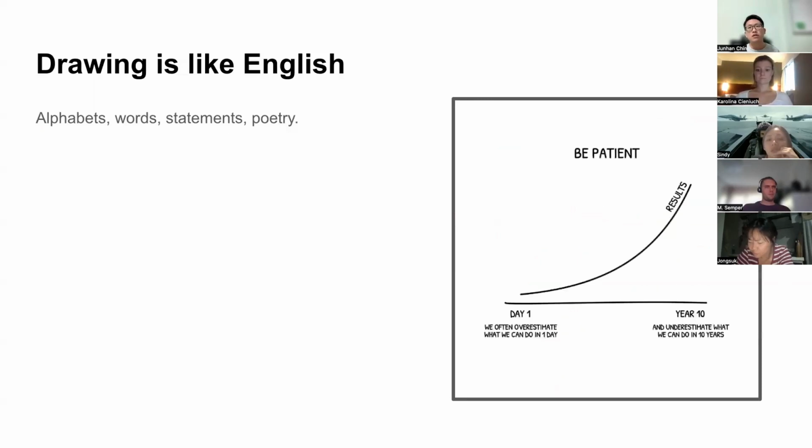Another example, even simpler, you don't even need colors. You literally just have a straight line and a curved line and a few labels. And to explain these two points, and this is a point that I recently heard from my coach. We often overestimate what we can do in one day, but we underestimate what we can do in 10 years. It's a really short statement. It's something that you can understand easily.